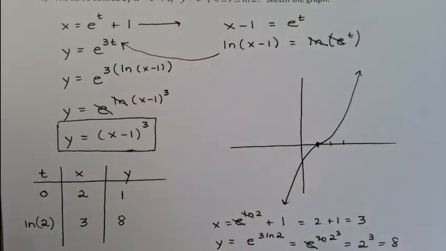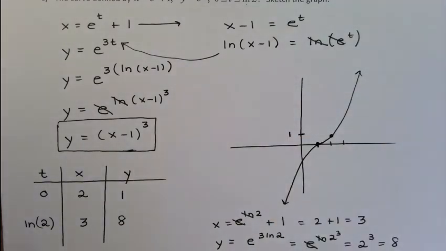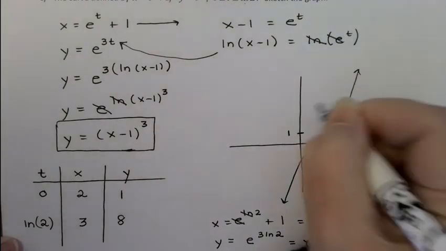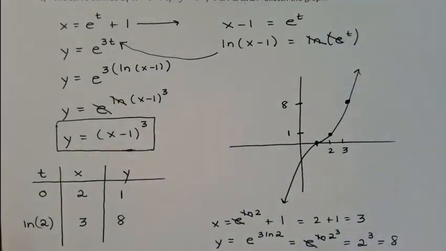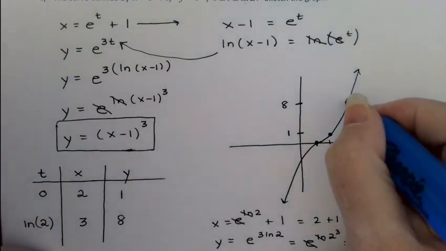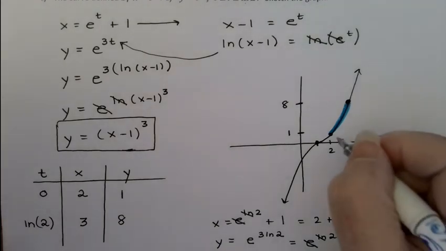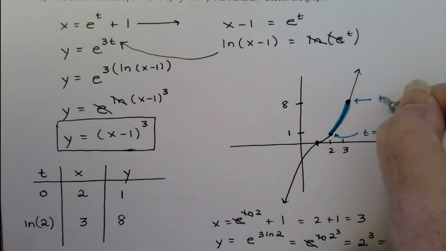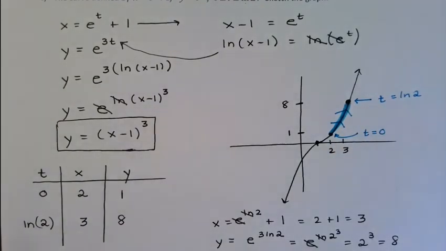So let's see, I start at time 0 at the point (2, 1). And I end at time ln 2 at the point (3, 8). So I'm only looking at this portion of the curve right in here. And again, this is where we start at t equals 0. This is where we end at t equals ln 2. So we're moving in that direction the entire time.